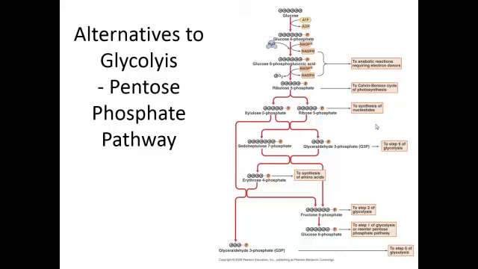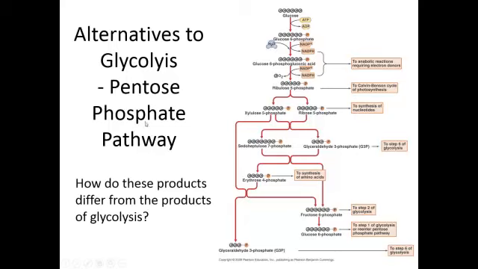So you have to rely on another organism to make those intermediates. For organisms that have this pathway, they don't have to rely on other organisms. So once again, make sure you know how these products differ from the products of glycolysis.